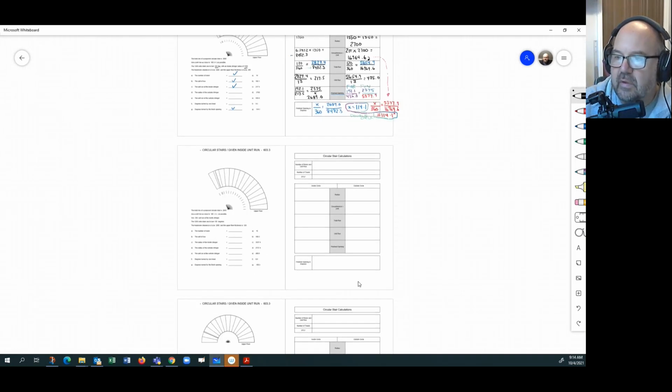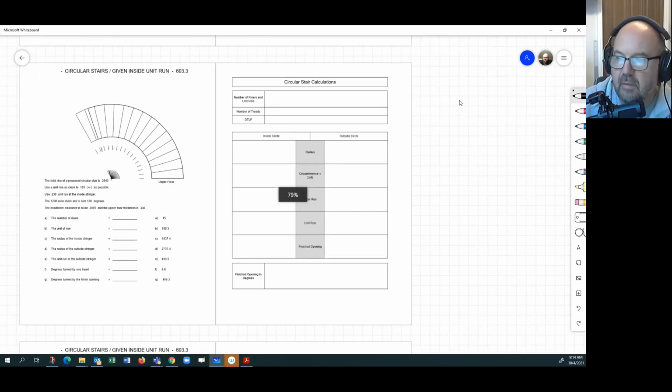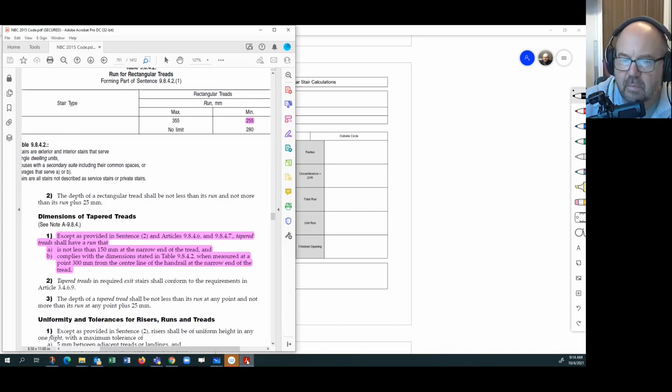So let's just see what this looks like when you are given the inside unit run. I'm going to bring this up again too. Maybe I know how I can get rid of that black thing. So, oh, there it goes.